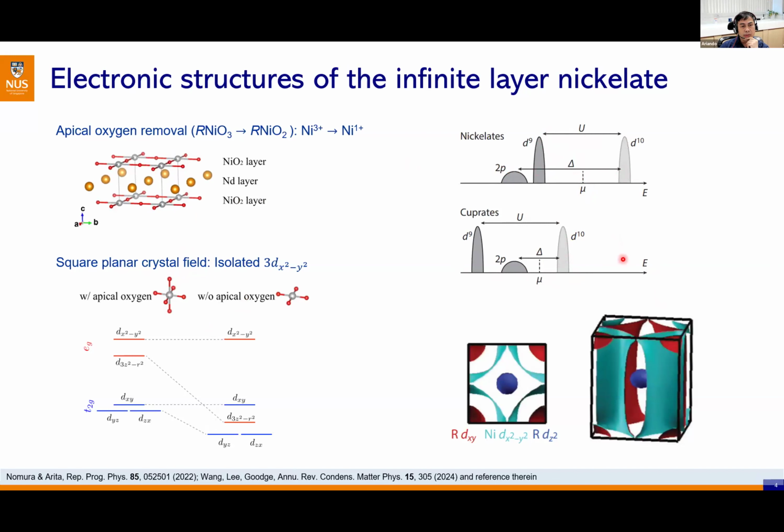And on top of this, there are also discussions about hybridizations of the 5d with the 3d orbitals, leading, in the Fermiology of this infinite layer nickelate, to these two pockets of electrons, the dxy and the dz², at the center of these Fermi band structures. So with the hole pocket at the dx²-y².